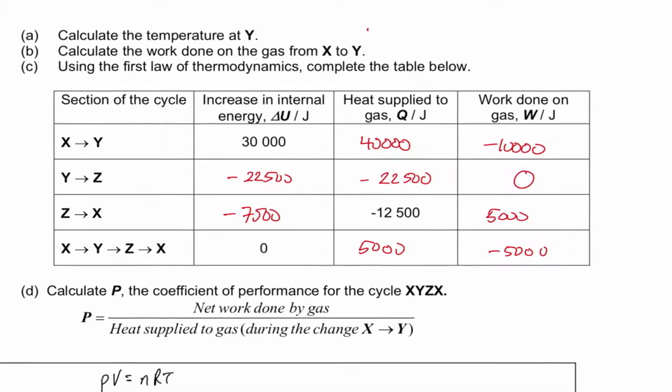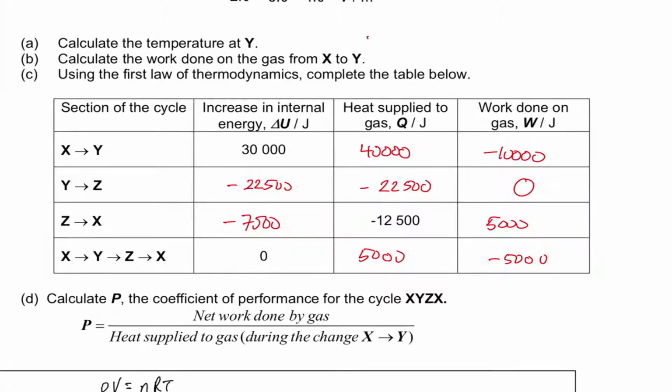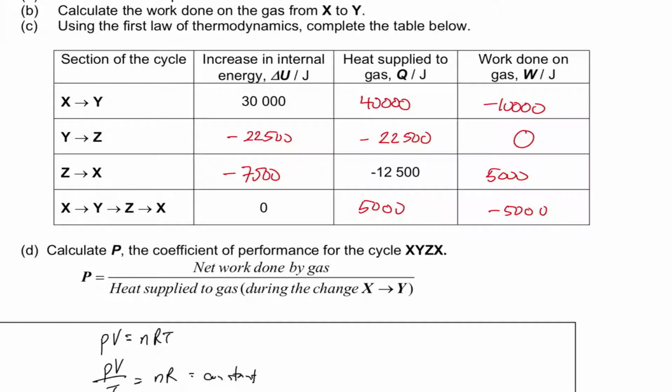Okay. Calculate work done on the gas from X to Y. You have already done that, so don't need to. So yeah, you have done that, right? Okay, calculate the coefficient of performance for the cycle X, Y, Z, X. Net work done by the gas. Heat supplied to gas during the change. Okay, so let's just write here. Net work done by gas in the whole thing is negative. Do I start with the negative value? Just double check.